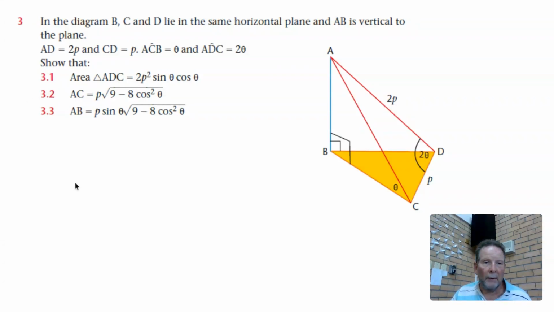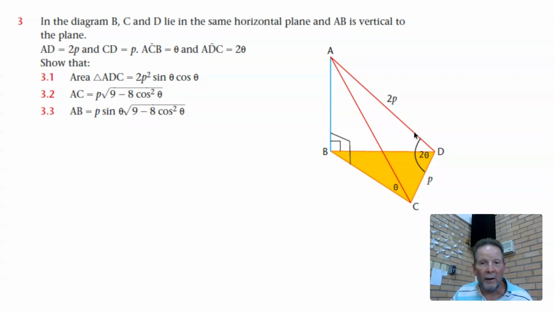Okay, let's try this last question here, question 3, a non-numerical example. Let's read it first. In the triangle ABCD, that's the orange part, that's a triangle in the same horizontal plane, just lying on the ground there. AB is vertical to the plane, going straight up. AD equals 2p, and CD right there is p. And BCA is theta, they say.